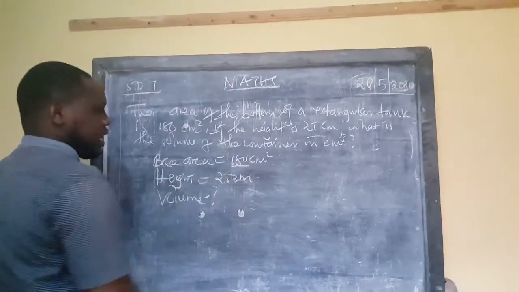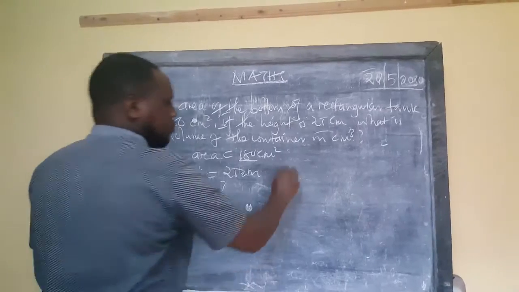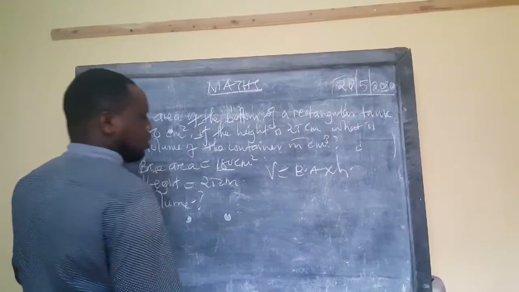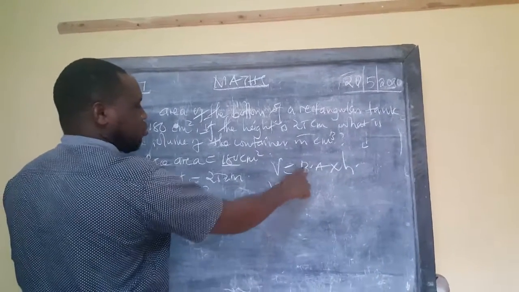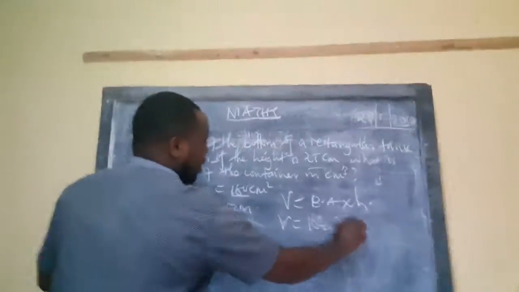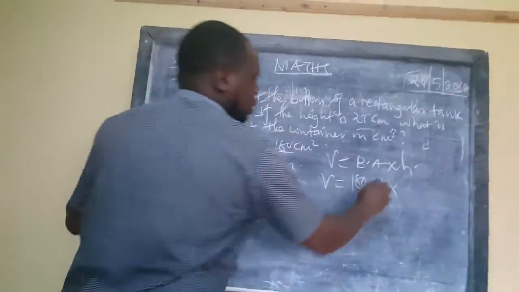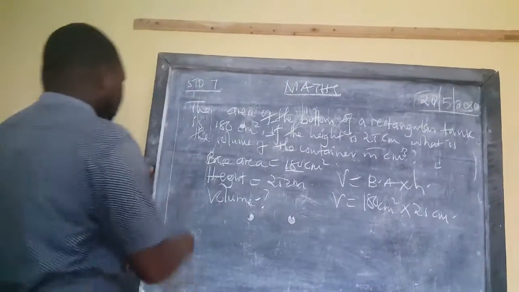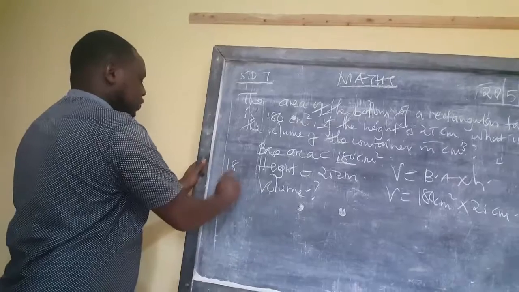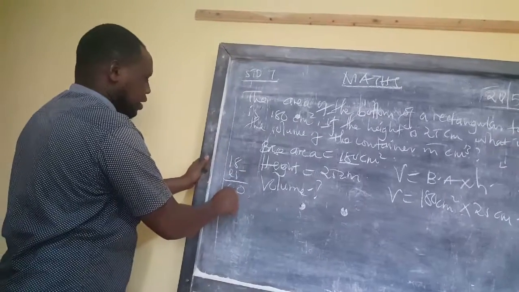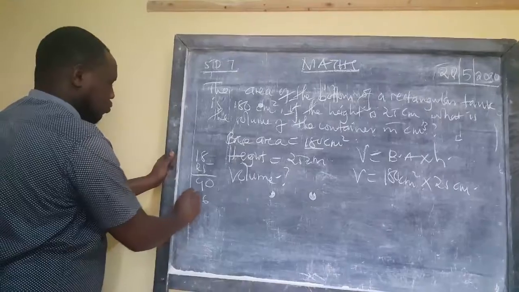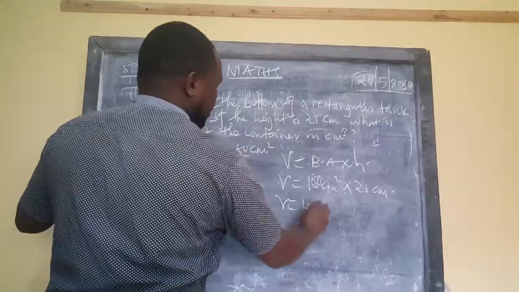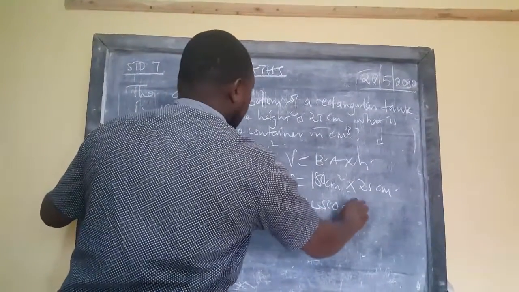So if you are given the base area, you use that formula. You say volume is equal to base area times height. So the volume is not known. So volume is equal to base area, 180 centimeters squared, times the height, which is 25 centimeters. If you multiply this, it will give you 4,500. Volume will be equal to 4,500 centimeters cubed.